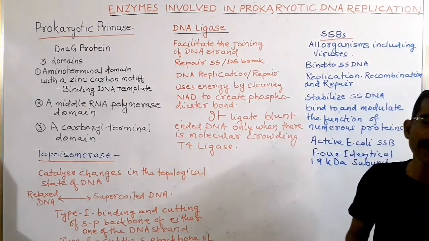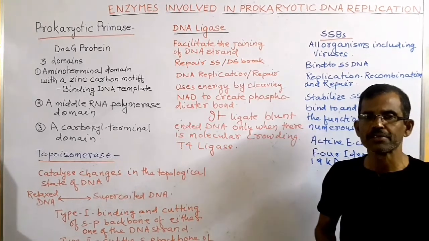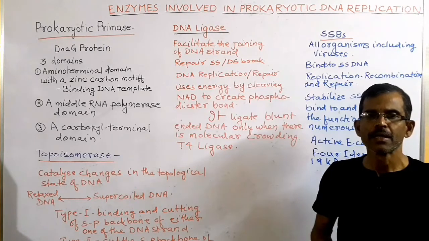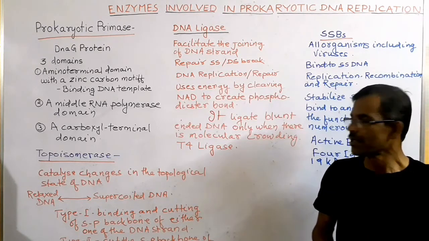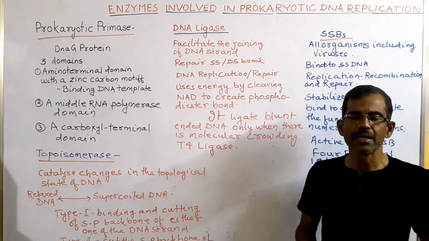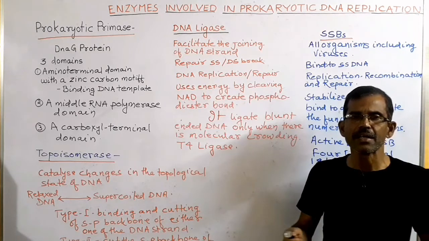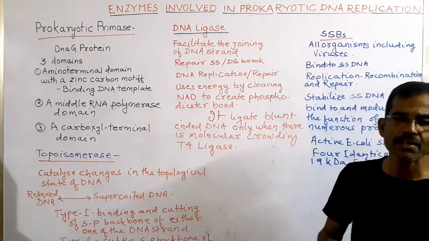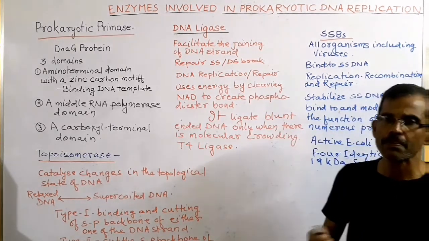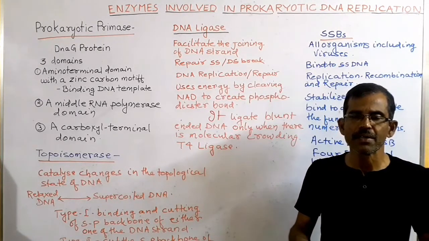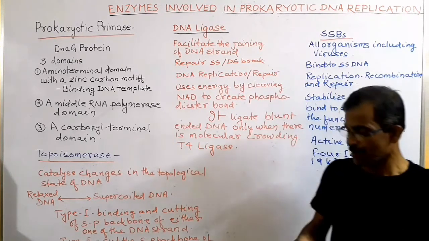There is another ligase known as T4 ligase. T4 ligase is the enzyme that is present in the T4 bacteriophage. This T4 ligase can efficiently ligate blunt-ended DNA fragments. So friends, DNA ligase is necessary during the process of DNA replication in sealing the nicks that are very often created during the process of DNA replication.